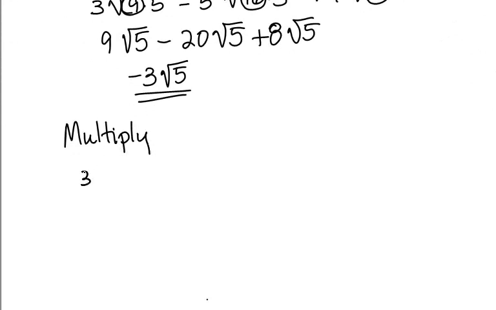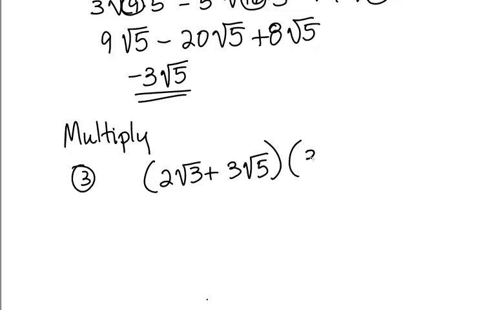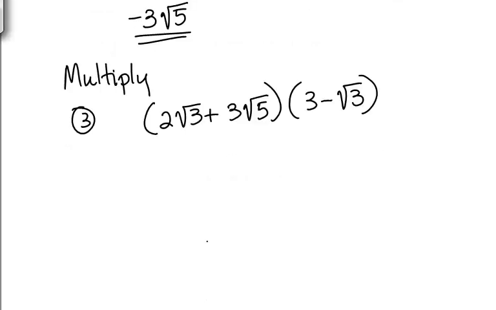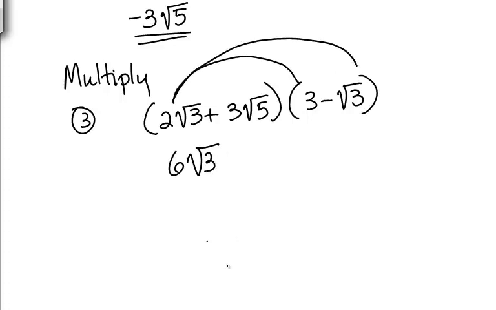Okay, so now let's do the multiply. Let's do a couple examples. Let's say they give you the quantity 2 radical 3 plus 3 radical 5 times the quantity 3 minus radical 3. So it's basically like you're going to FOIL this out. And I recommend you draw the arrows. Multiply 2 times 3 would be 6 radical 3. Multiply the numbers in front. It's understood there's a 1 in front here. So 2 times 1 would be negative 2.